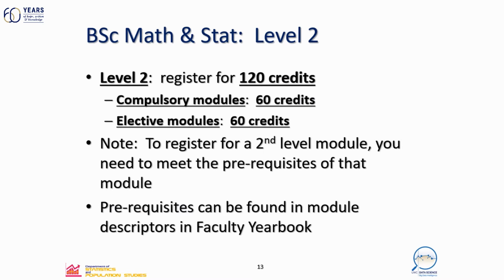At this level, you also need to register a total of 120 credits. 60 of these credits will be from compulsory modules, while the remaining 60 will be from elective modules. Don't forget that at Level 2, these modules tend to have prerequisites attached to passing Level 1 modules. Make sure you check the prerequisites and make sure you meet them before registering a Level 2 module.